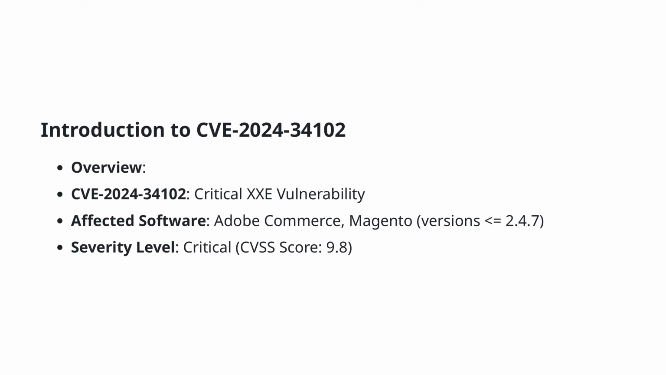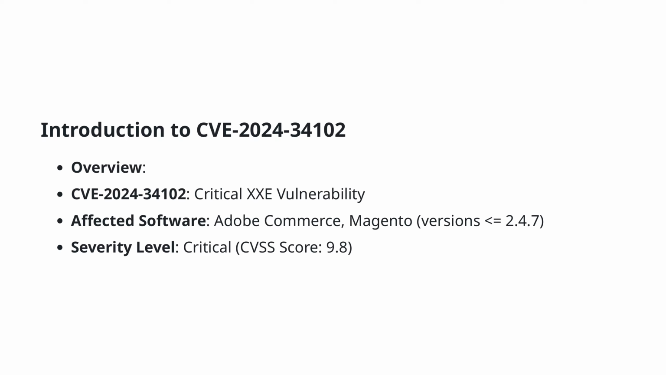CVE-2024-34102 is a critical vulnerability characterized as an XML external entity (XXE) flaw. This vulnerability impacts Adobe Commerce and Magento versions up to and including 2.4.7. With a CVSS score of 9.8, it holds a critical severity level.